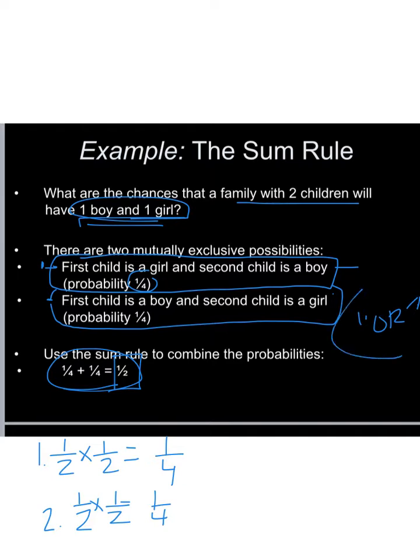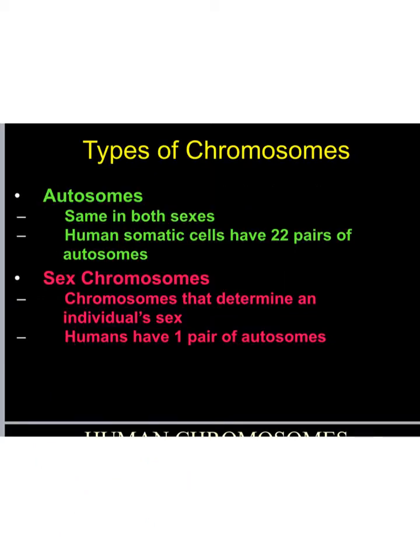The key for the sum rule is anytime you use this word "or," that's an indicator that you're going to add the probabilities. All right, so let's talk about the types of chromosomes in your body.